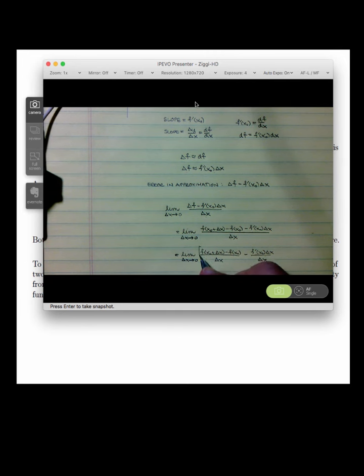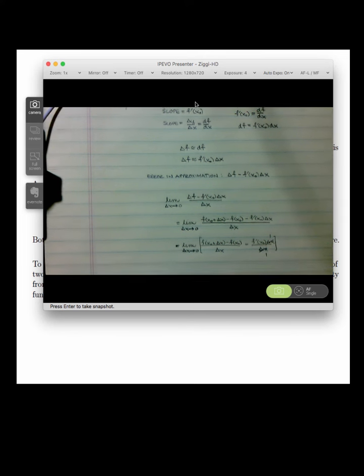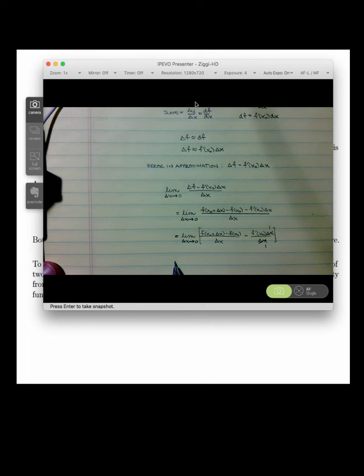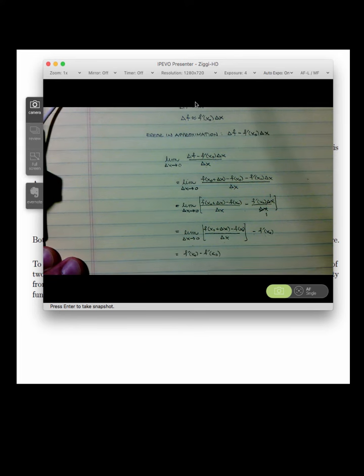Note that we're taking the limit of this entire expression. Moreover, note that the delta x's here cancel out. As such, this term no longer involves delta x, and as such can be brought outside of the limit. We can therefore rewrite this as the limit as delta x approaches 0 of f of x naught plus delta x minus f of x naught over delta x minus f prime of x naught. But note that this limit is the definition of f prime of x naught. And so we have f prime of x naught minus itself, which of course is equal to 0.